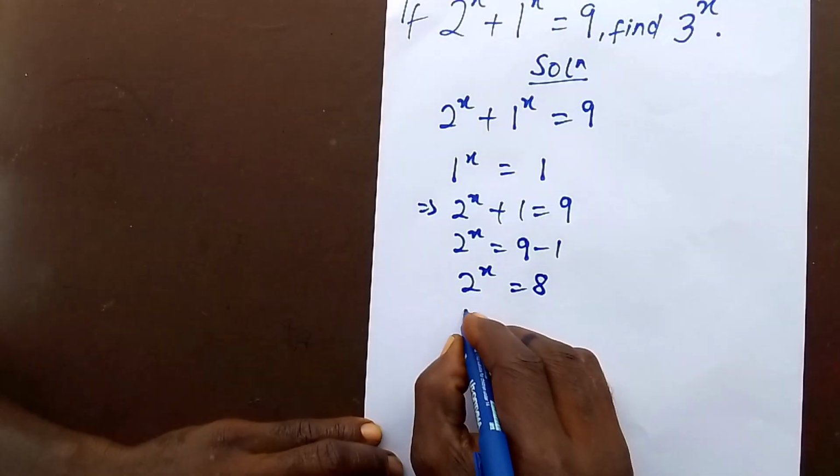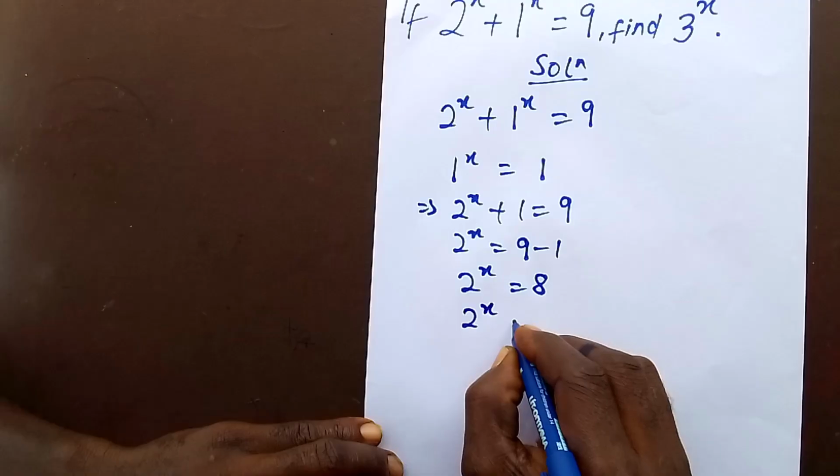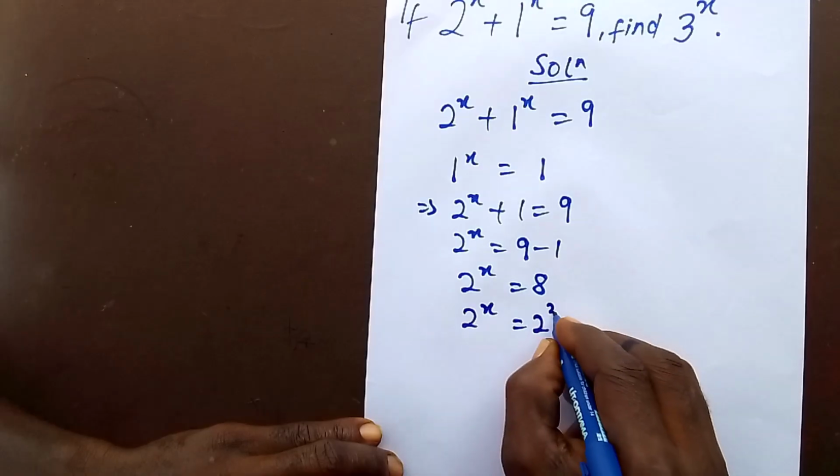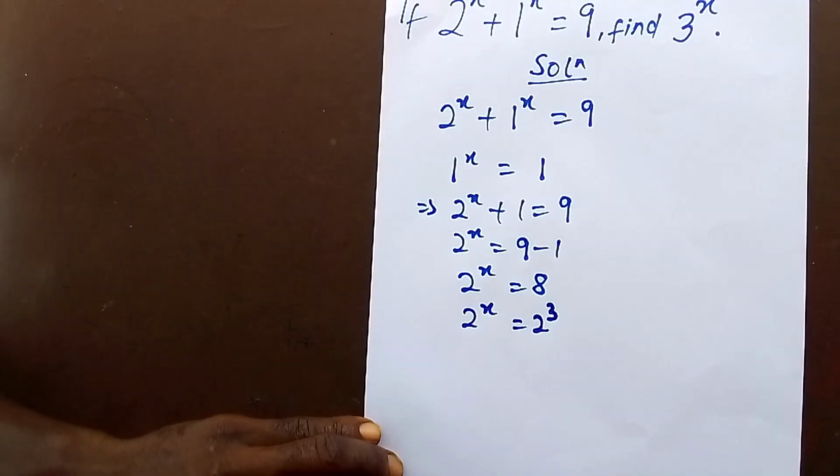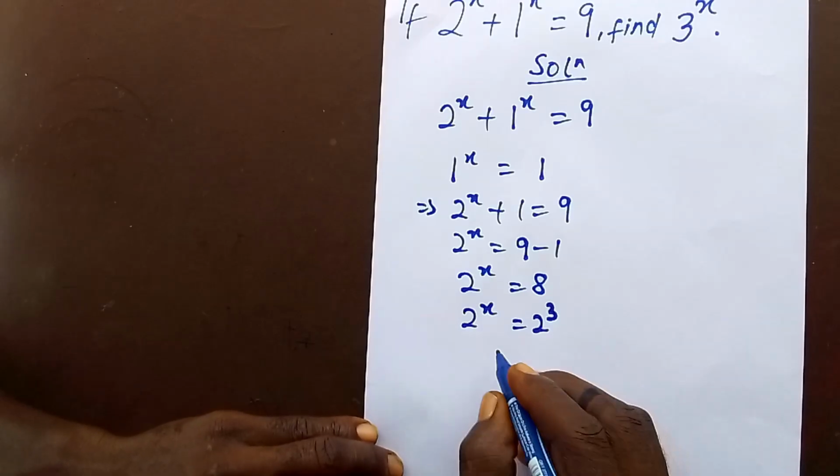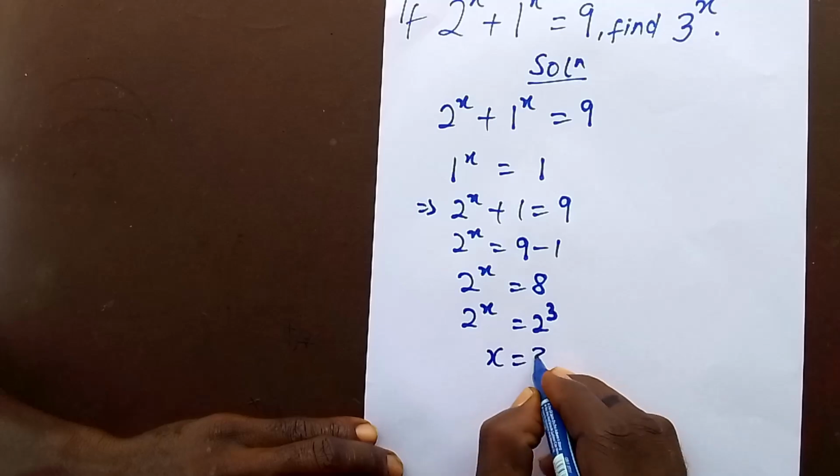8 is the same as 2 raised to the power 3, so 2 raised to the power x is equal to 2 raised to the power 3. So 2 times 2 times 2 gives us 8. Since the bases are the same at both sides of the equation, x is equal to 3.